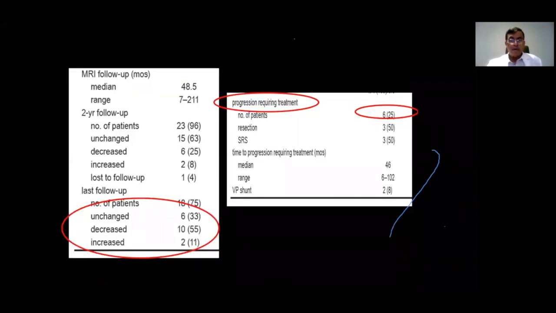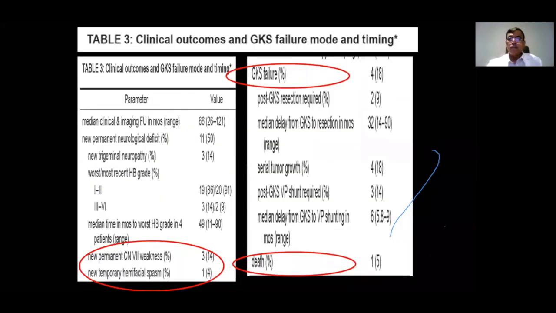And the same paper, look at the results. Unchanged, 6. Decrease, 10 out of 55. Increase in 2. Requiring surgery is 6. And when they require surgery after gamma knife, it's hellish surgery, as I would show you. So gamma failures, 4 out of 18. Is there death from gamma knife? Yes, they reported 1 case. So there are major complications from gamma knife. And you see cranial nerve deficits and so on.